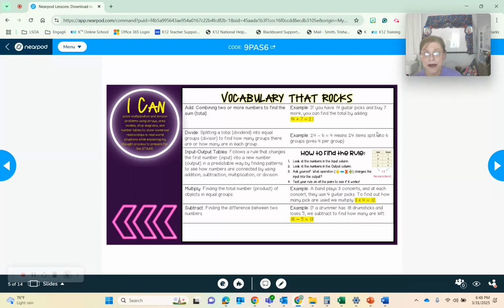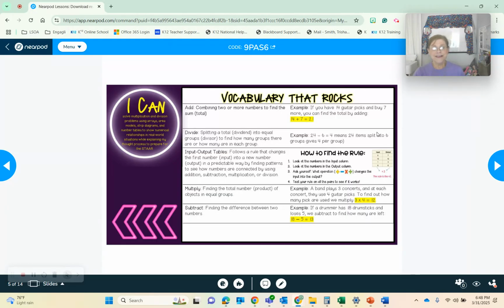And finally, we have 6 is our input and 8 is our output. Is it increasing or decreasing? It is increasing. And how much do we increase by? We increase by 2 to get from 6 to 8. So for this input and output table, our rule is increasing from our input to our output by adding 2.